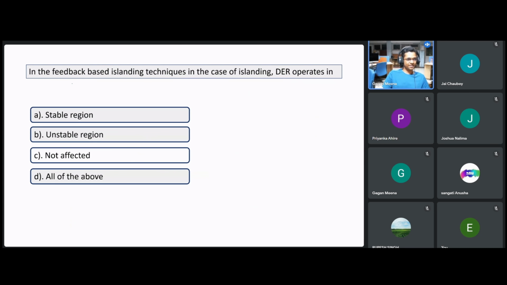This also we have discussed, so this should be easy to answer. In feedback-based islanding techniques, in case of islanding, DER operates in which region? And this is also the demerit of this feedback-based islanding detection technique. So DER operates in stable, unstable region, or it is not affected.